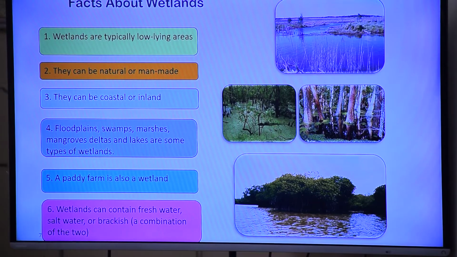Paddy for a part of a year. You understand paddy, it is submerged with water. Paddy cultivation, rice cultivation for the 3 months, it can act as what? A wetland. And then wetlands can contain fresh water, salt water, brackish water.